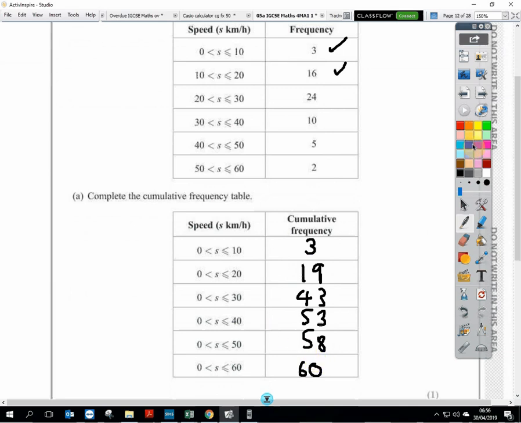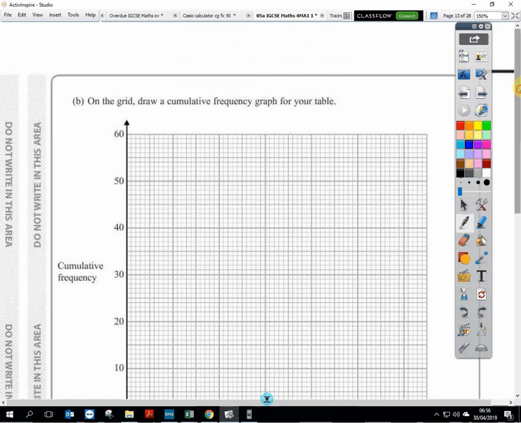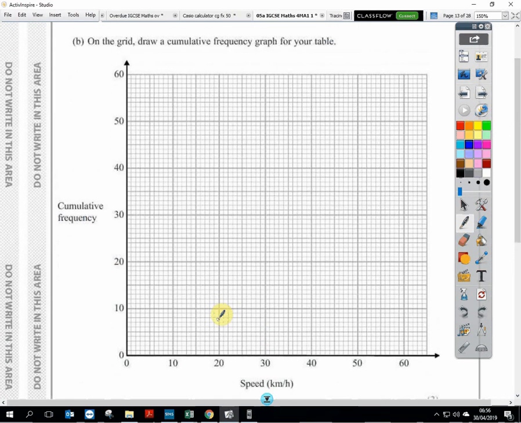On the following page, we're going to plot the points. So we always plot a cumulative frequency curve at the end points. So it's going to be 10 to 3 and so on. Now, observe the scale for a moment, just check. The vertical scale, each square is going up in 1, so that's fine. So 10 goes to 3, 20 goes to 19, 30, 43, 40 goes to 53, 50 goes to 58, and then 60 goes to 60.